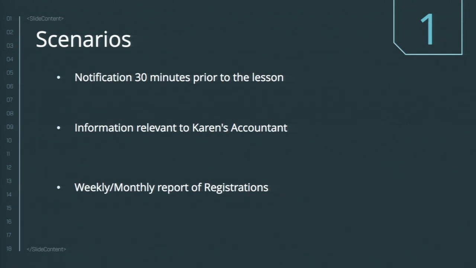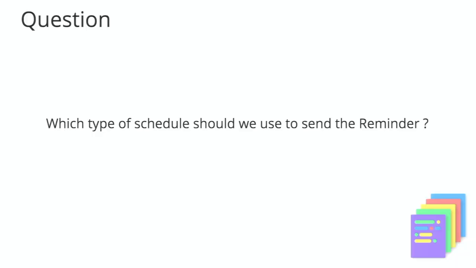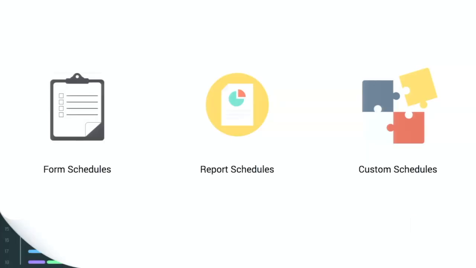So it can be weekly, it can be monthly, or it can be an early report of your registrations. In this case, I've chosen registrations because it's very relevant to Karen's cooking class. Based on what I've shown you, there are three schedules, right? Which schedule do you think would be the most relevant for sending out a reminder?